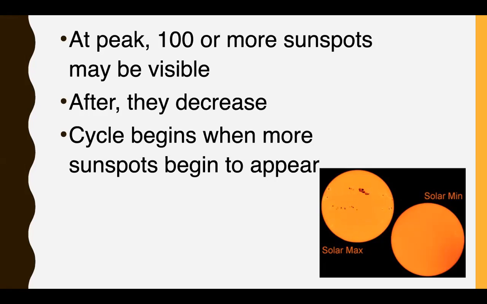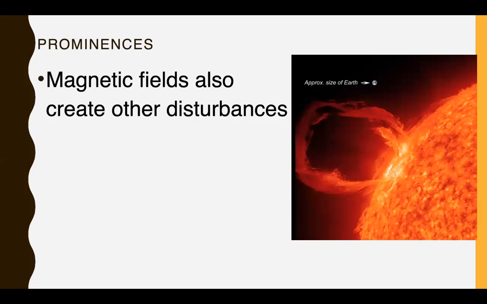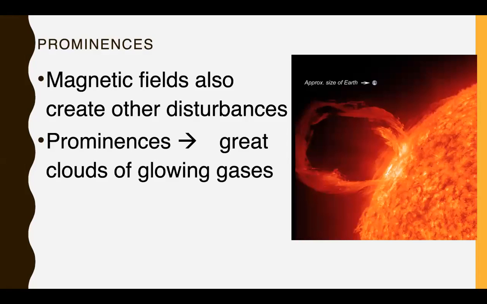So this increasing and decreasing number of sunspots is how we keep track of the cycle. All right, so now we get into what we call the different activities that occur during the sunspot cycle. The first one is called a prominence. It's a great cloud of glowing gases that arches above the surface and then eventually falls back down. Nothing actually gets released from the sun in a prominence. Here you can see the approximate size of Earth compared to the size of the prominence.